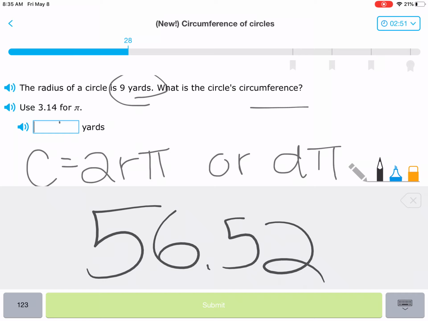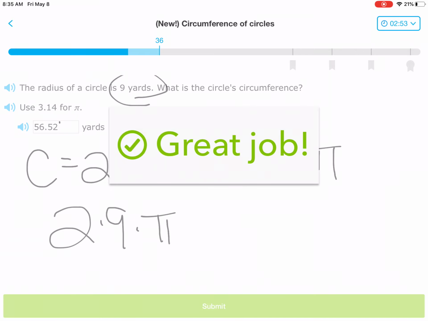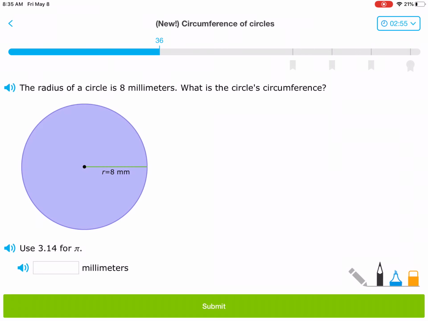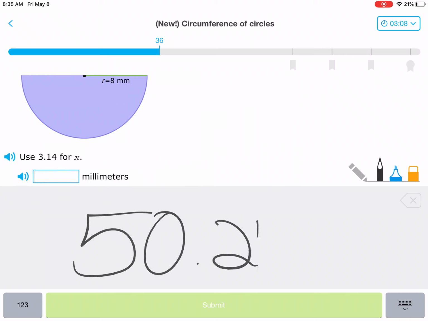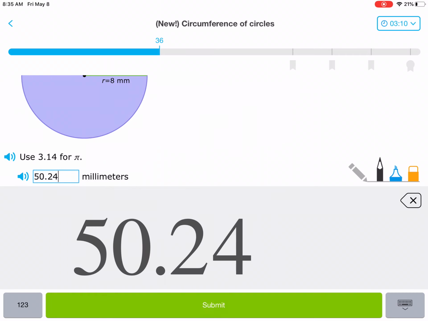We'll do a couple more. If you think you got it and you're ready, go ahead. The radius is 8, so we're going to do 2 times 8 times pi. You can probably hear me clicking on my calculator. Again, if you're having trouble and you can't find a calculator, let me know.